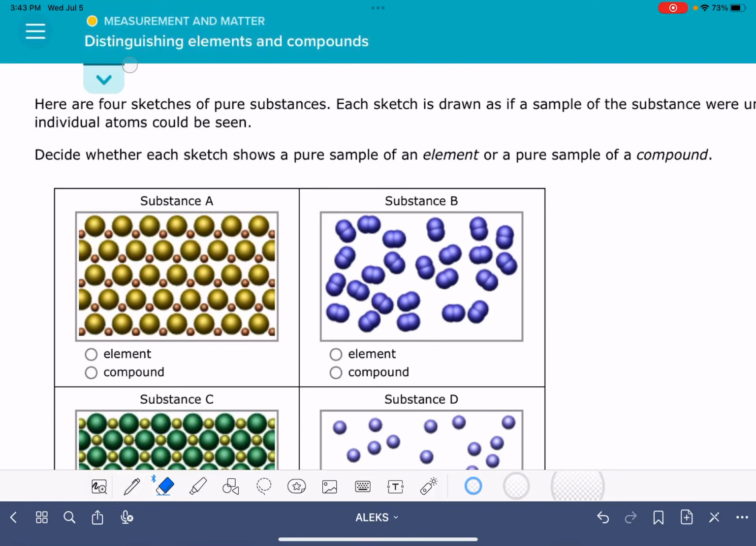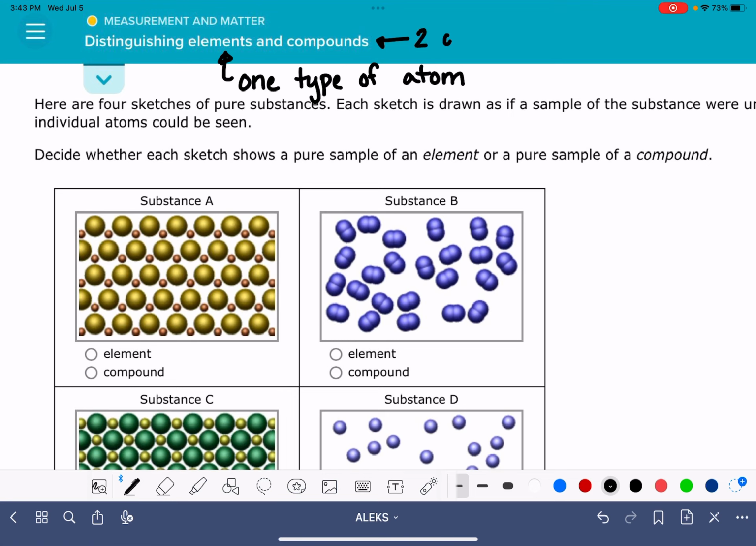In this video, I'll show you how to solve the ALEKS problem called distinguishing elements and compounds. Let's start with some definitions. An element is a substance that contains only one type of atom, and a compound is a substance that contains two or more than two types of atoms.